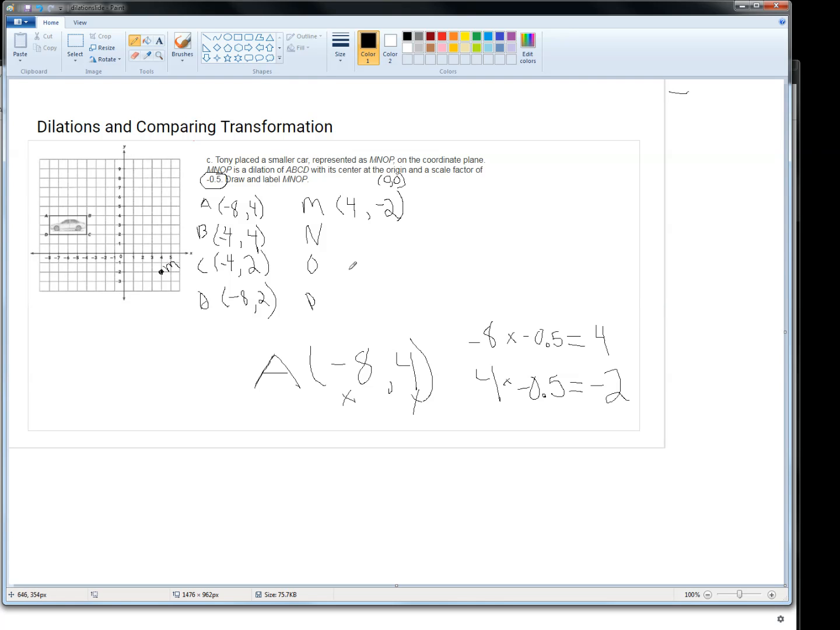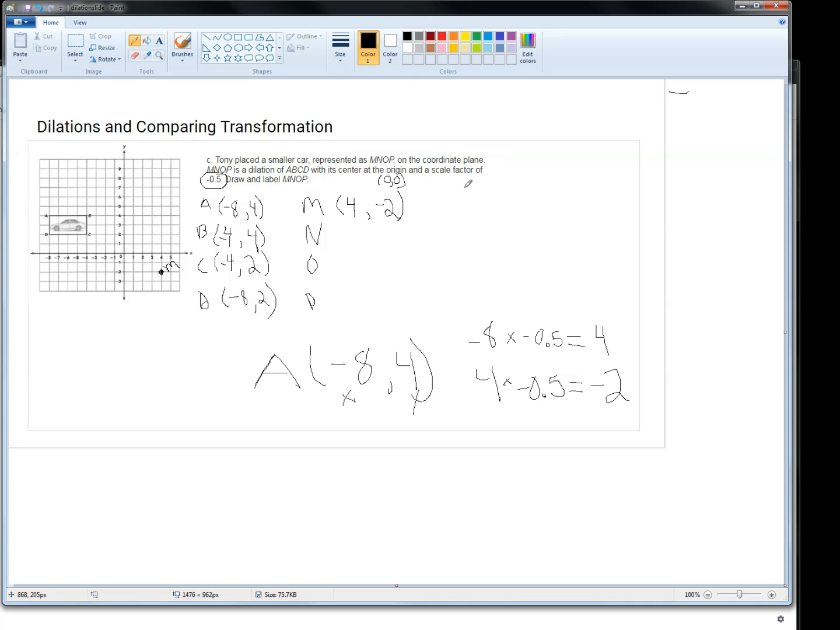Okay. You're going to do that with all the rest of the points until you end up with 4 points marked on your graph, which you can then connect together to solve this problem. You're going to want to keep in mind that a negative times a negative is a positive. A negative times a positive is a negative. Let's do one more point. If you need one more example, let's do it.